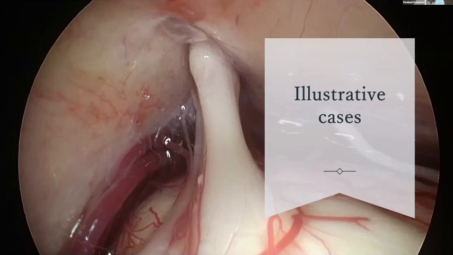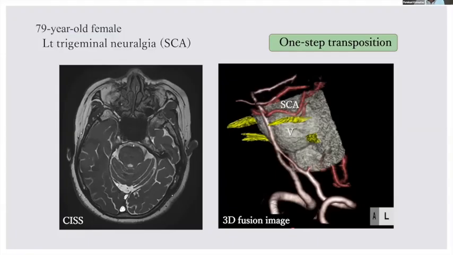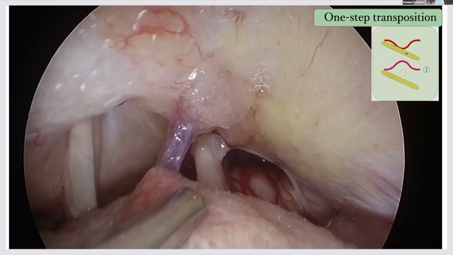So illustrative cases are shown. First case is a 79 years old, left-sided trigeminal neuralgia. The offending artery of this case is the SCA. The 3D fusion image shows the relationship of the trigeminal nerve and the offending vessel. The video is shown here.